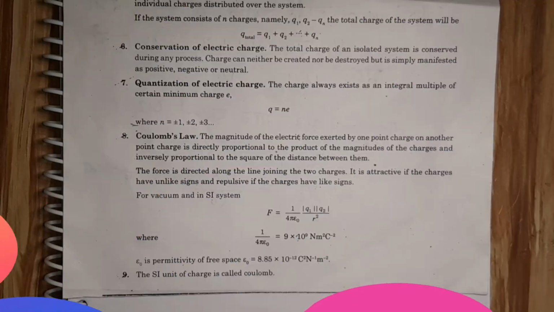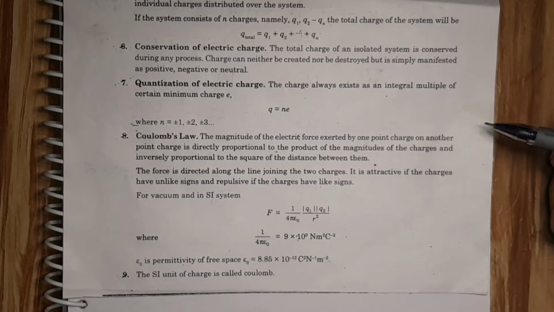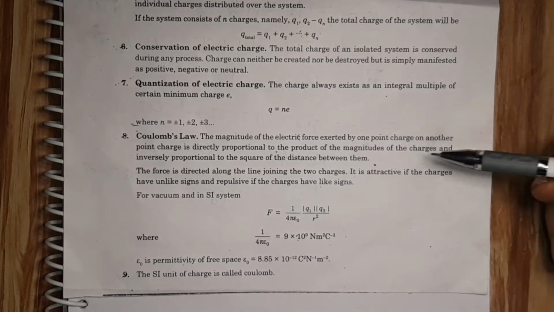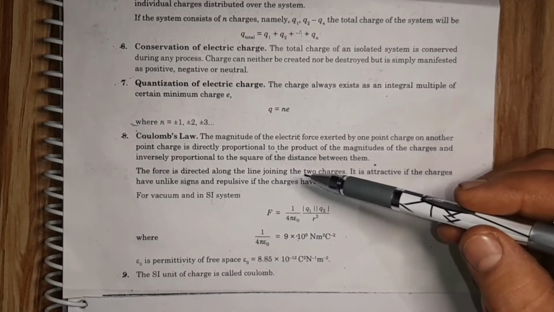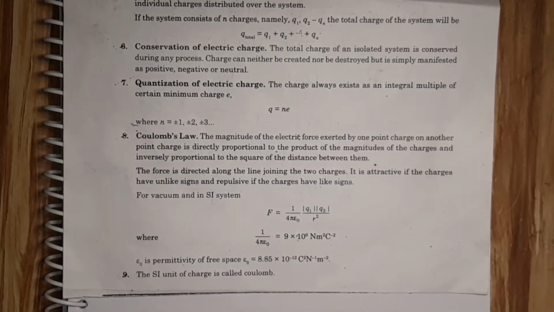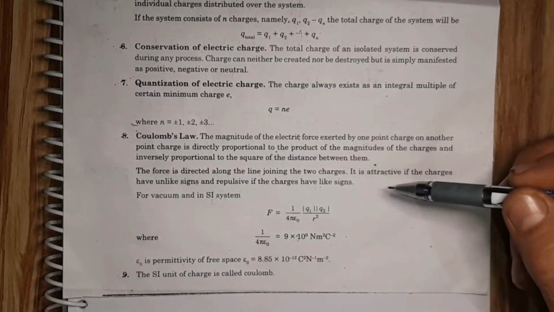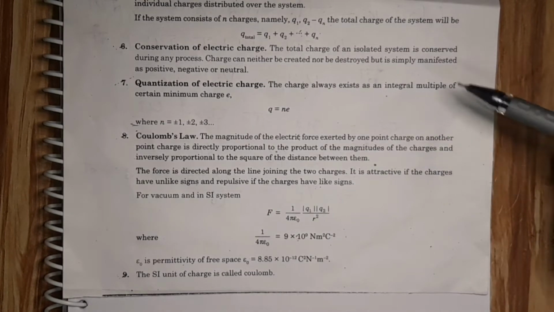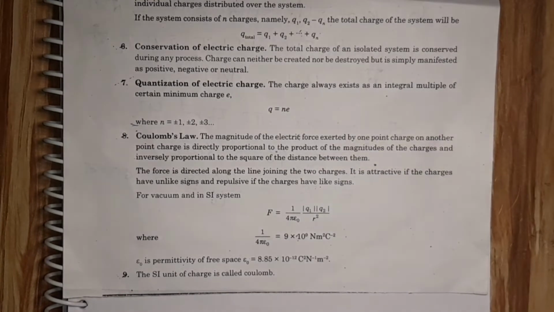Eighth, Coulomb's law. The magnitude of the electric force exerted by one point charge on another point charge is directly proportional to the product of the magnitudes of the charges and inversely proportional to the square of the distance between them. The force is directed along the line joining the two charges. It is attractive if the charges have unlike sign and repulsive if the charges have like sign.